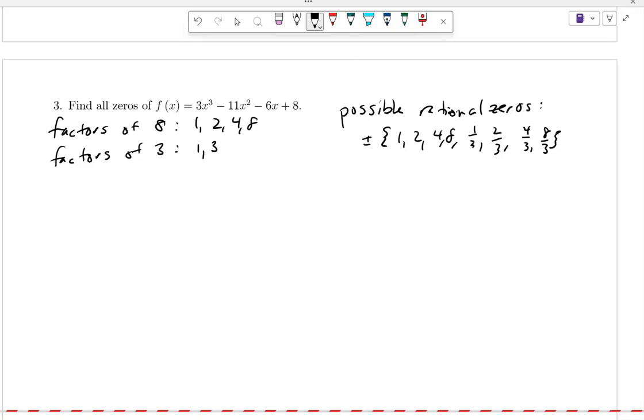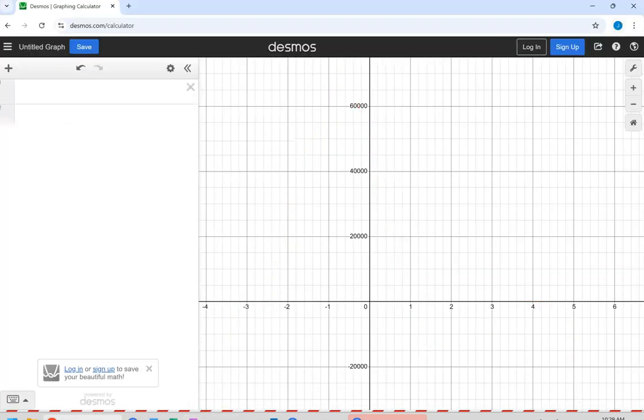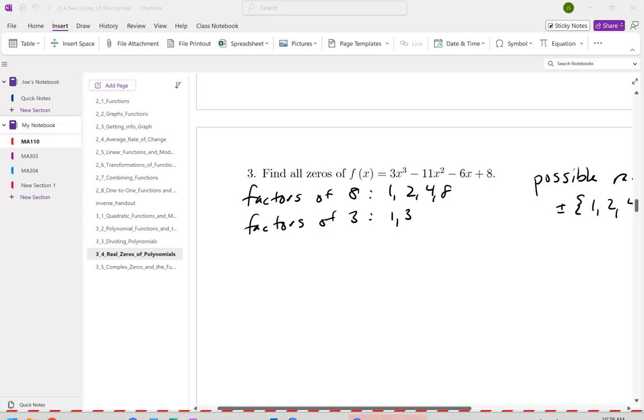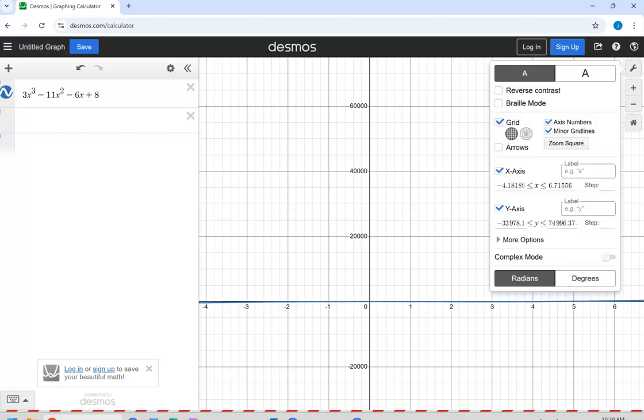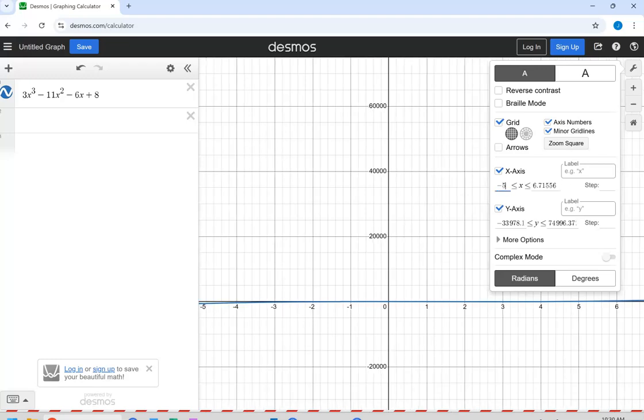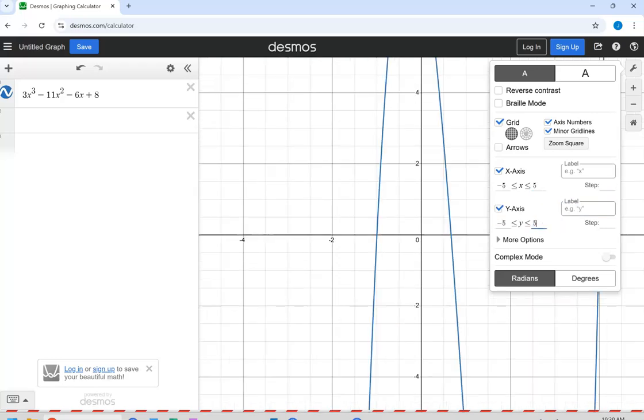So we're not going to do that. Here's what we're going to do. We're going to go over to a graphing utility, and we're going to graph the function that we just found. So it was 3x cubed, minus 11x squared, minus 6x, plus 8, right? Yep. Okay. And I need to zoom this back out because this is from the other day when I was showing you things. There we go.